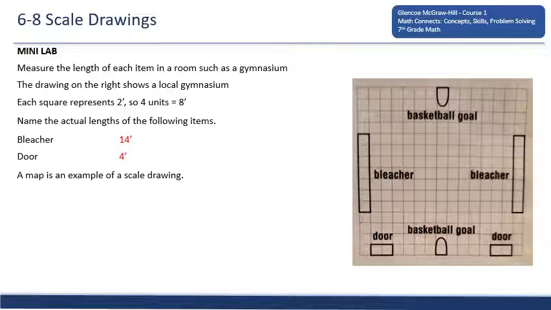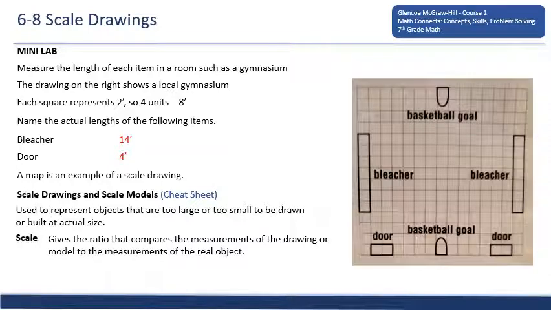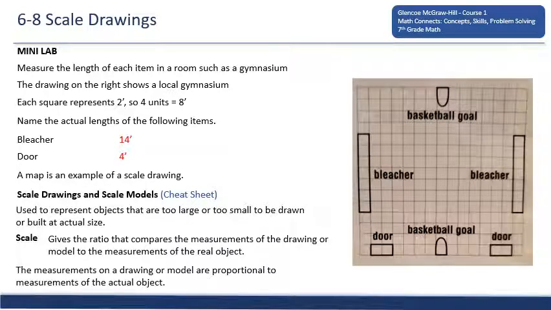A map is an example of a scale drawing. Scale drawings and scale models are used to represent objects that are too large or too small to be drawn or built at actual size. So in this case, a gym is too large to draw at actual size because you would need a giant piece of paper. Scale gives a ratio that compares the measurements of the drawing or model to the measurements of the real object. The measurements on a drawing or model are proportional to measurements of the actual object.